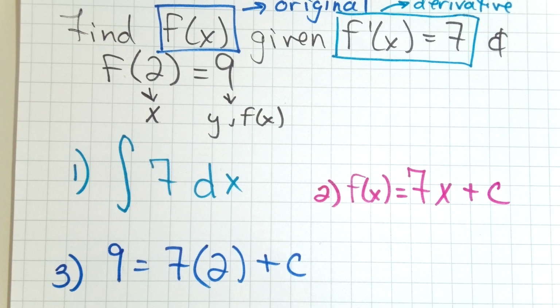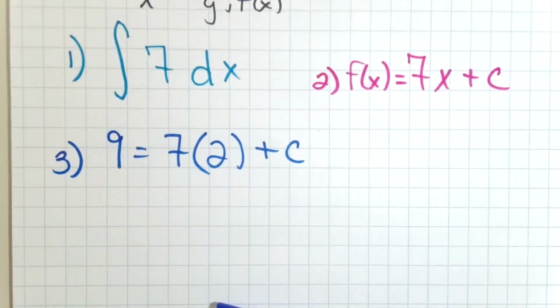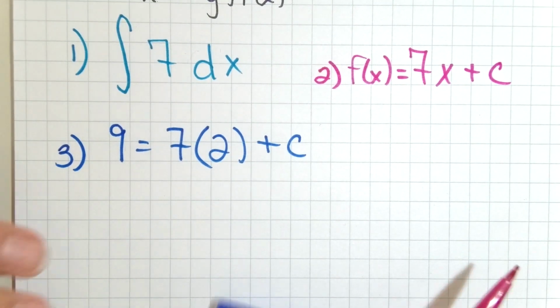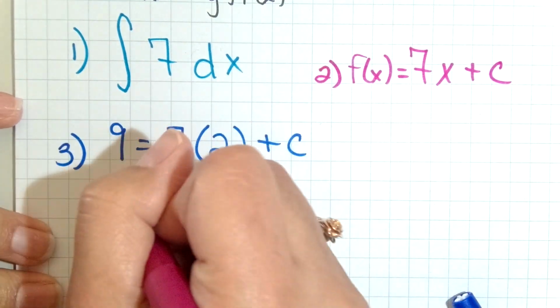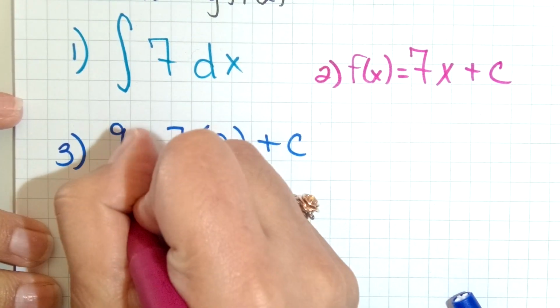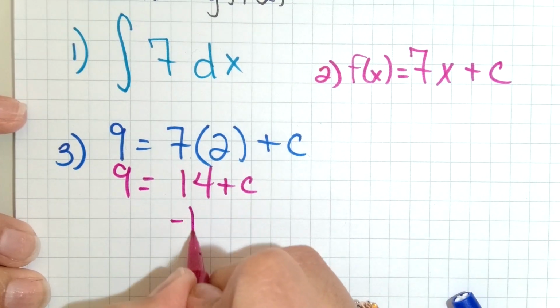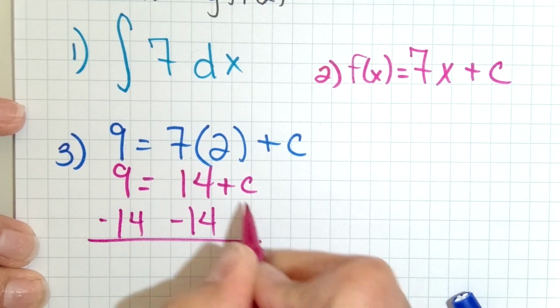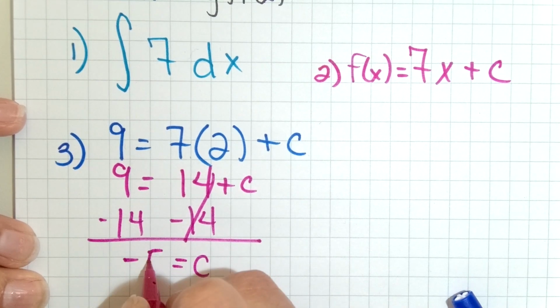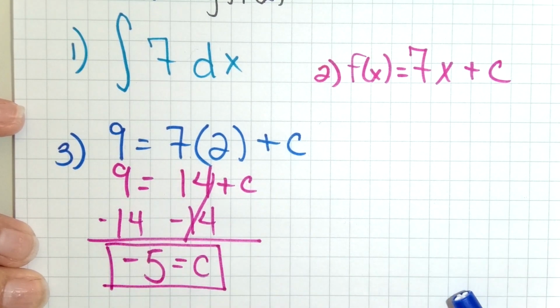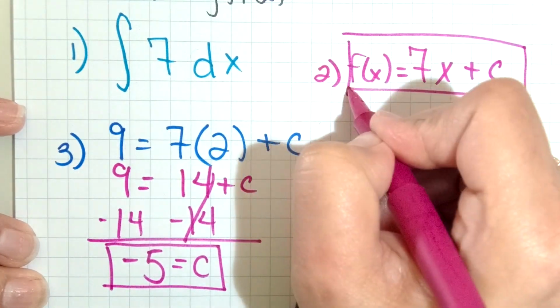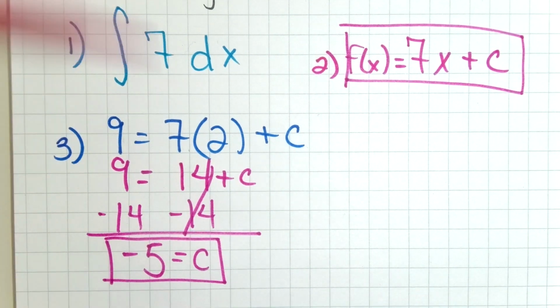Am I going too fast? Okay. And now this is just algebra. I'm going to simplify and solve for C. 7 times 2 is 14. And now I'm just using algebra. Subtract 14 from both sides. C is equal to negative 5. So this is my answer for step 3. This is my answer for step 2. Good?